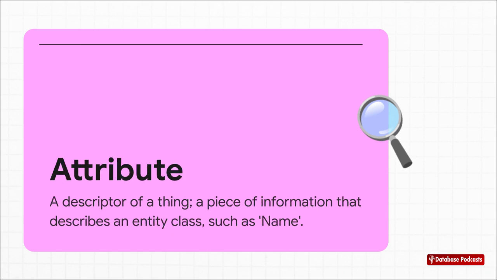Okay, so if entity classes are our nouns, we need adjectives to describe them, right? That's where attributes come in. A customer has a name, a product has a price. These are the little details that give our concepts color and meaning, and yet they usually end up as the columns in our database tables.